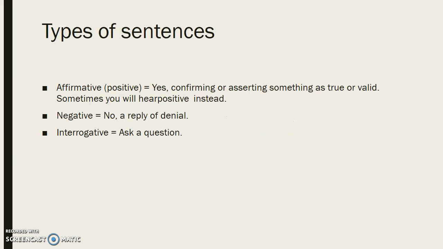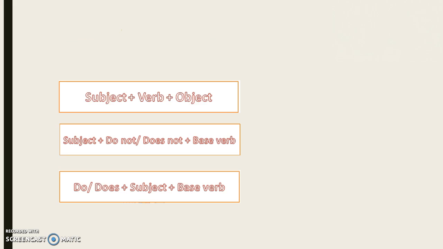Okay, so we have these three types of sentences. We have affirmative, negative, and interrogative, and we use them for different purposes. Affirmative, to confirm something. For instance, I have black hair, or I am happy. Negative, I don't have blonde hair, I'm not happy. Or interrogative, do you have blonde hair? Do you? Okay, so for this you have to check the structure.